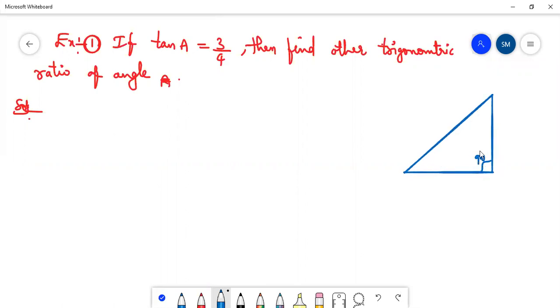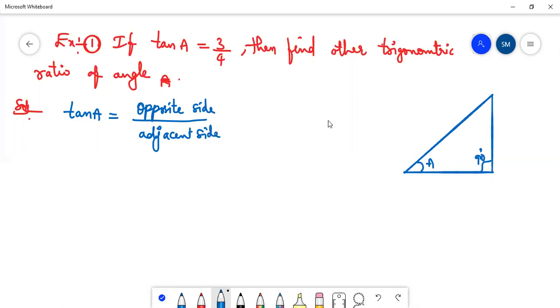This is 90 degrees and it is the angle A. They have given tan A. We know that tan A is the ratio of the opposite side by the adjacent side, that is, the length of the opposite side by the length of the adjacent side. Then we can find the other trigonometric ratios.